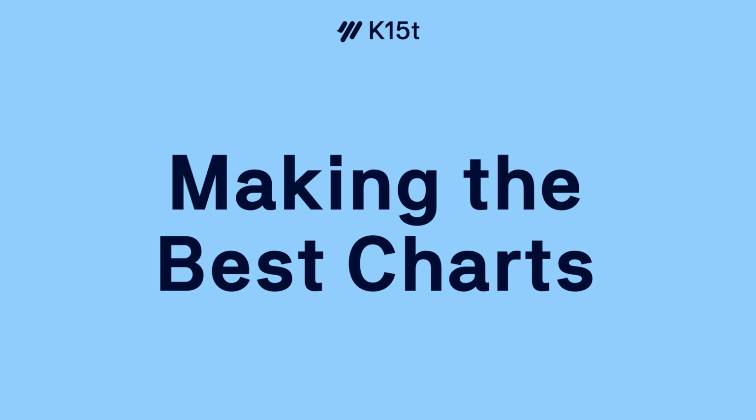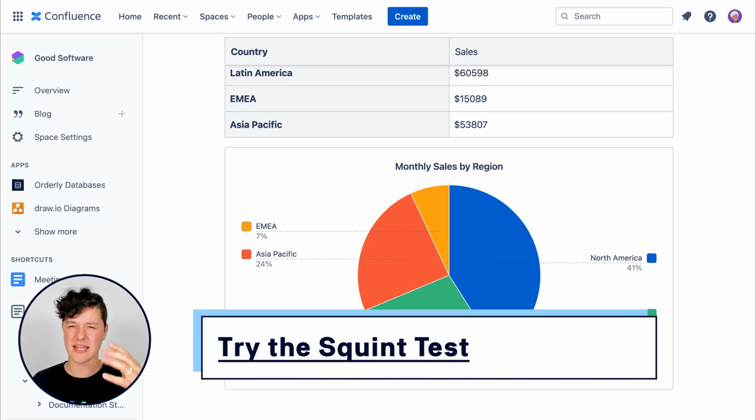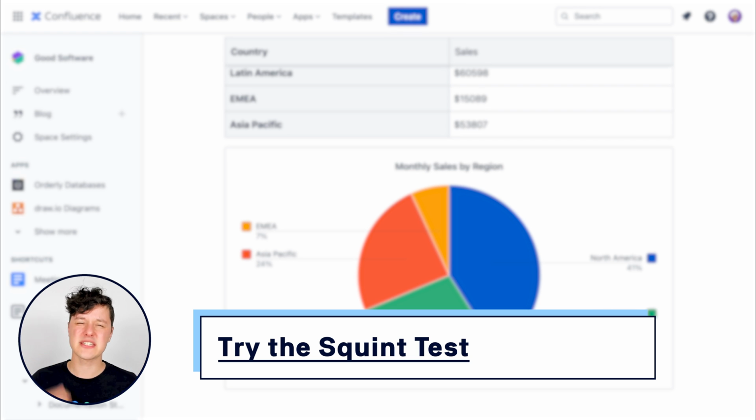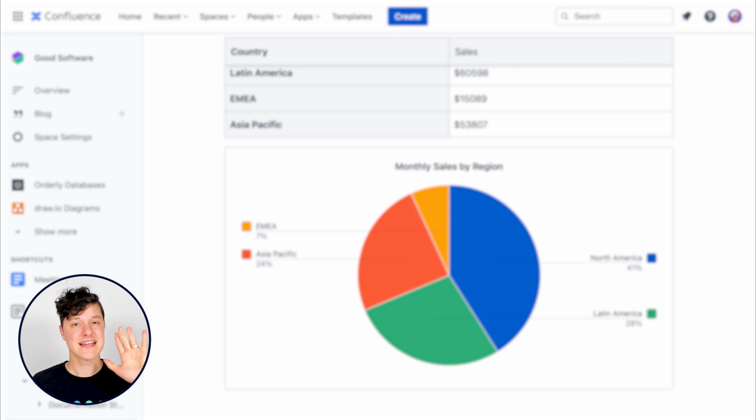And there are a couple of other tips you should keep in mind to make sure your charts are the best they can be. And the first is the squint test. If you look at your chart and squint a bit, do you still understand what it's trying to communicate? This standard design technique can be great to make sure that your chart is simple enough that even someone with no experience with the data you're looking at also knows what it's saying.